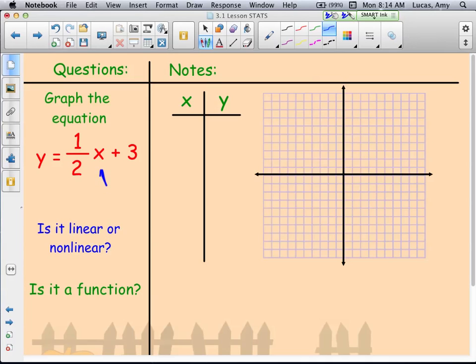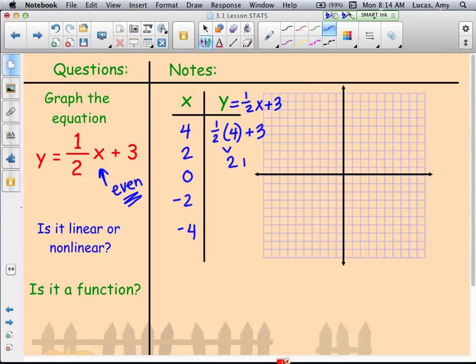1/2, if you're taking half of a number, we want all of these values to be even, to take half of a number. So let's go with 4, 2, 0, -2, and -4. So half x plus 3, here's what I'm talking about. Half times 4 plus 3. Half of 4 is 2. 2 plus 3 is 5, like that. So multiplying a number by 1/2 means taking half of it.